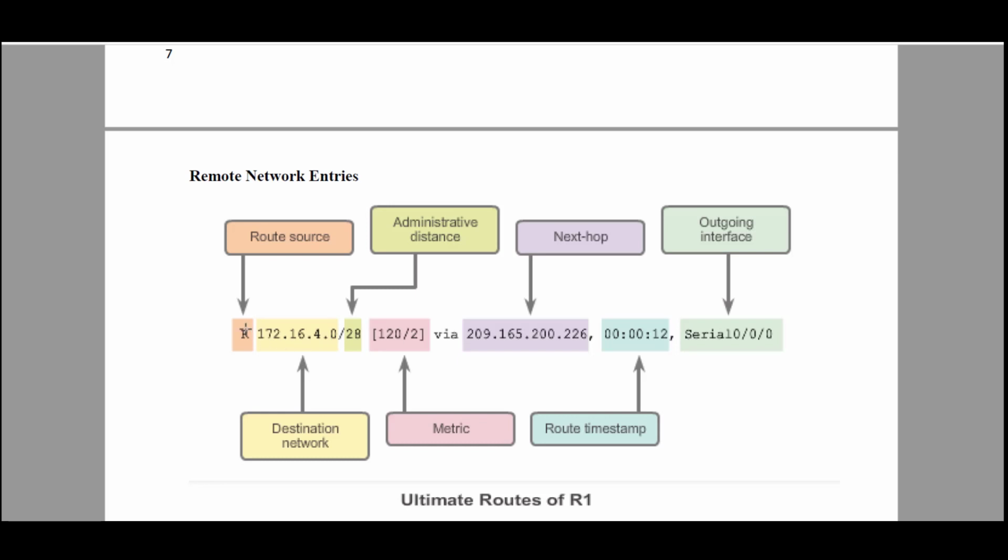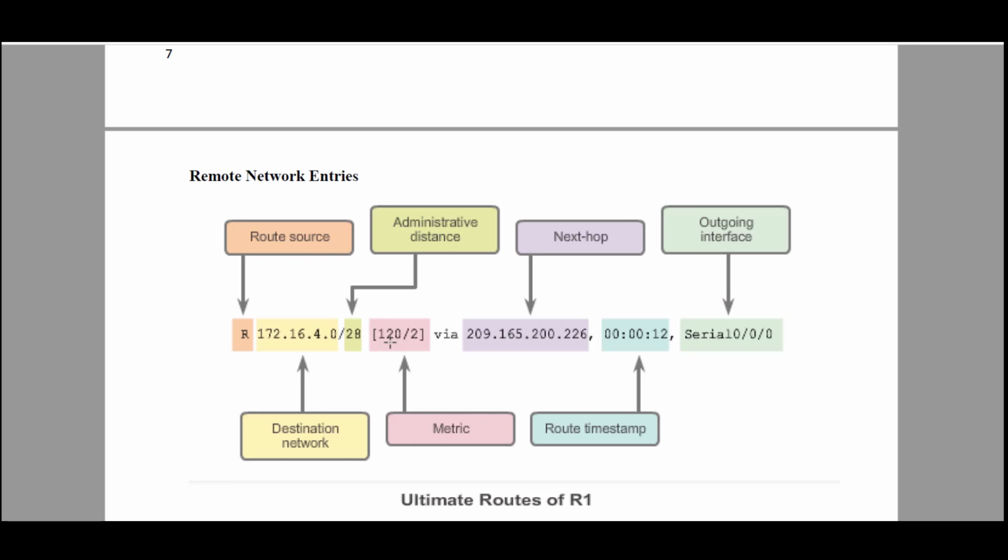So first we have the route source. The second field is the destination. Then the next one is 120/2. What does this 120 mean? The 120 is called the administrative distance value.